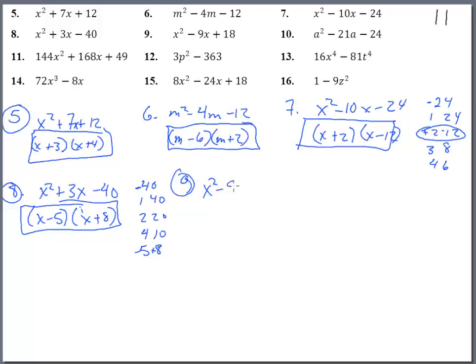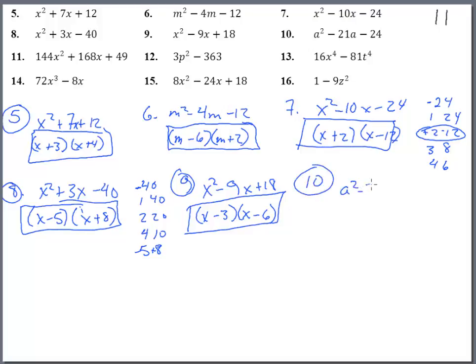X squared minus 9x plus 18. So things that can multiply to 18 are 1 and 18, 2 and 9, 3 and 6. 3 and 6 add to 9, but it's a negative 9, so we've got to make sure we have an x minus 3 and an x minus 6. Notice, if these were opposite signs, they would times to a negative 18. So we've got to hit both multiplying to positive 18 and adding to negative 9. Number 10.